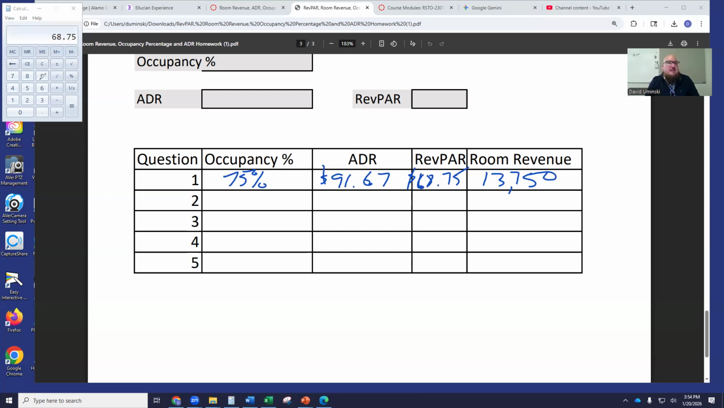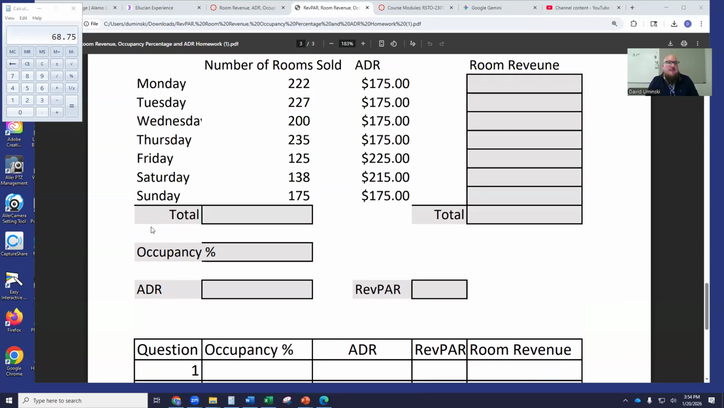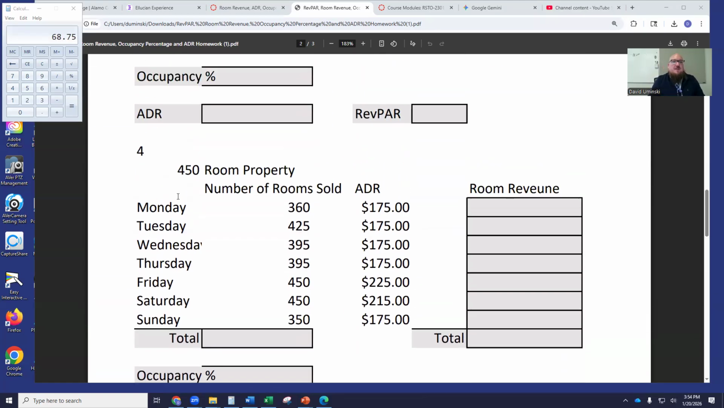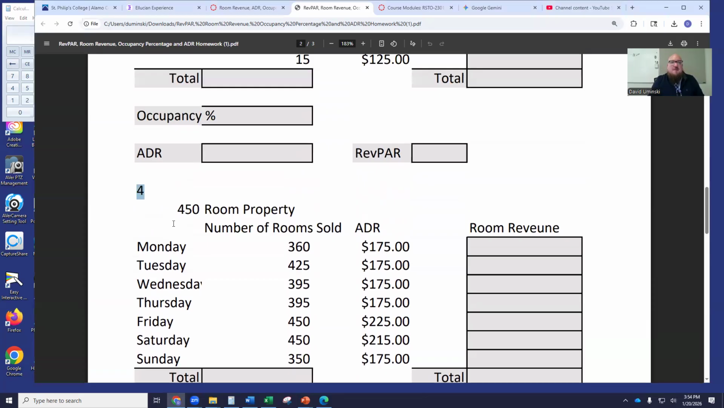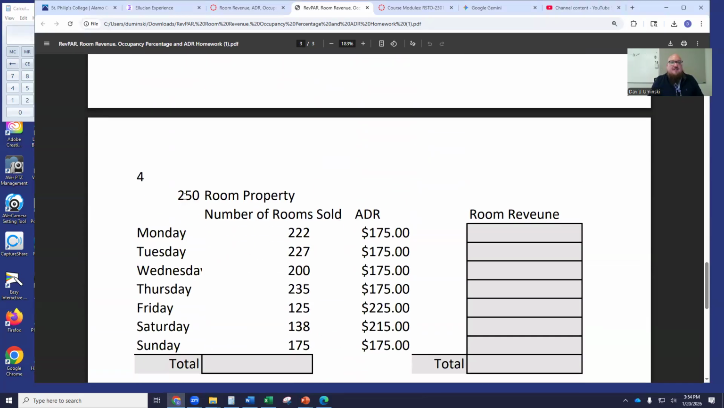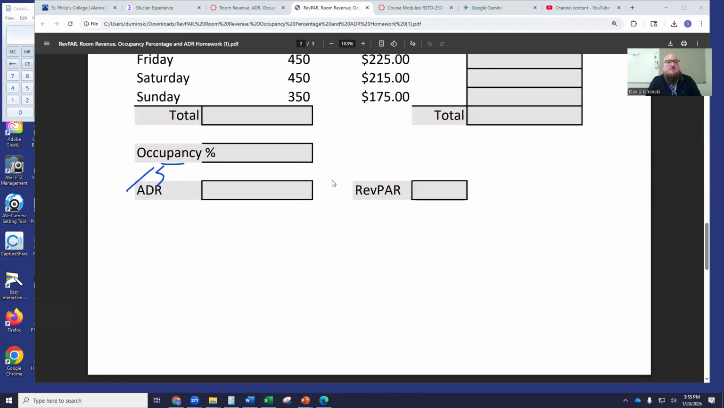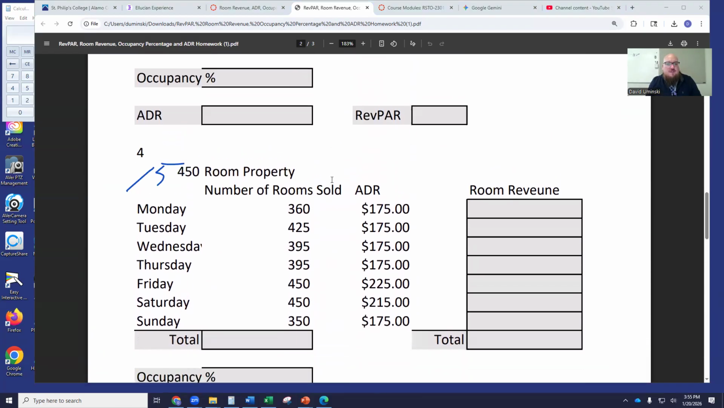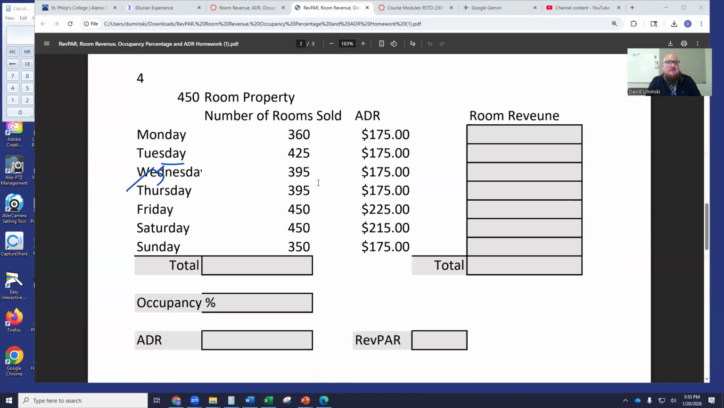Okay. Something else to keep in mind is remember that this one is question 4, but then also this one that has 250 rooms. It says question 4. It should be question 5. Okay, that's just a typo on my part. So let's go ahead and do, as a bonus, let's go ahead and do question 4 with you all together. Okay.